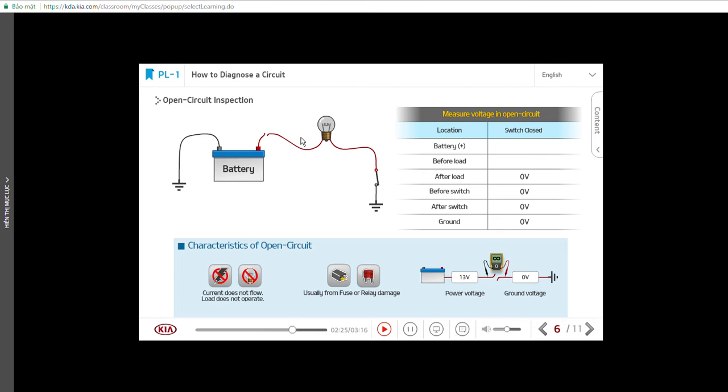Next, we are going to look at the circuit where an open circuit has actually occurred. There is a disconnection between the battery and load. The switch is closed, but the light bulb does not turn on due to the disconnection. You can see that the battery voltage is measured before the disconnected point, and the ground voltage is measured after the disconnected point.